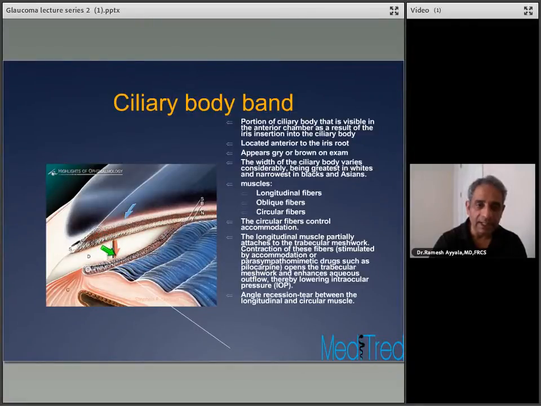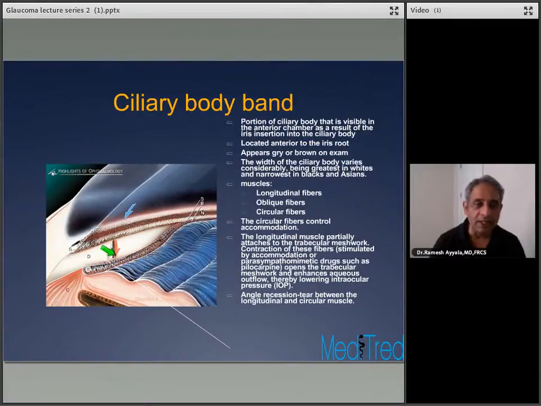That portion of the ciliary body is visible in the anterior chamber as a result of the insertion into the ciliary body, located anterior to the root of the iris. So the root of the iris is right here, and anterior to that is where the ciliary body is located. It appears gray or brown on exam. The width of the ciliary body is variable. It's widest in the white population and more narrow in blacks and in the Asian population.